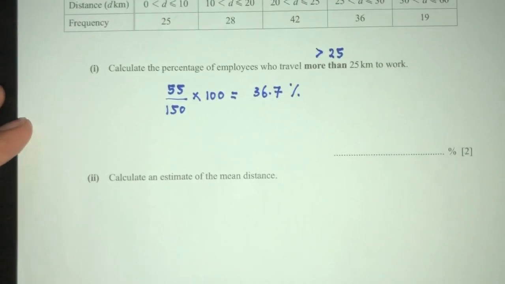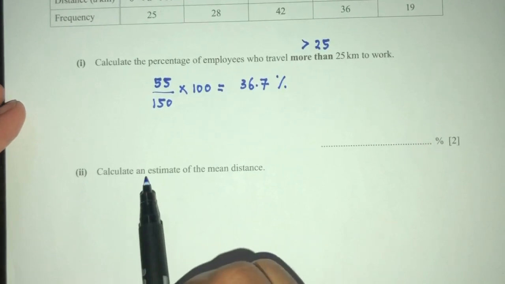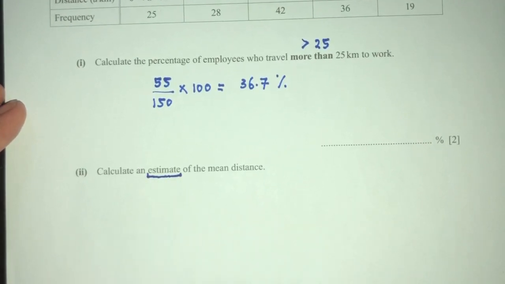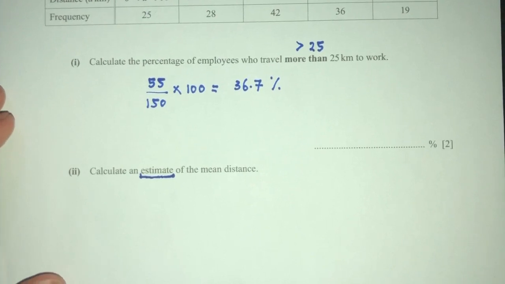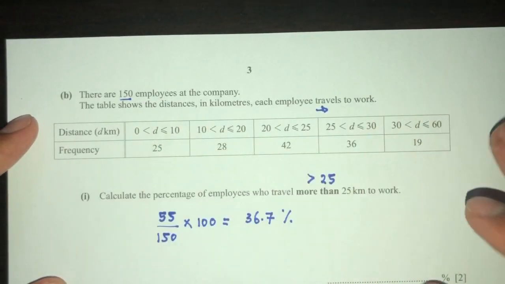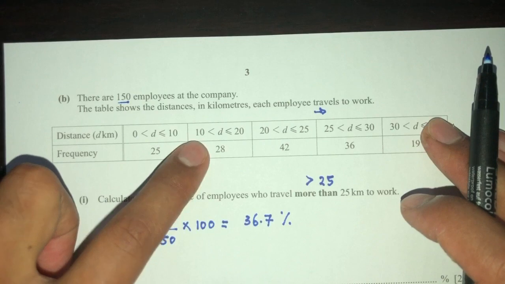Now for part 2, we have to calculate an estimate. Again, estimate, you have to make an estimation for the mean distance. So how do you find an estimate? Whenever you have ranges or classes over here, you can see 0 to 10, 10 to 25.